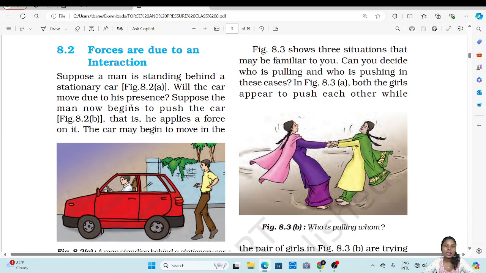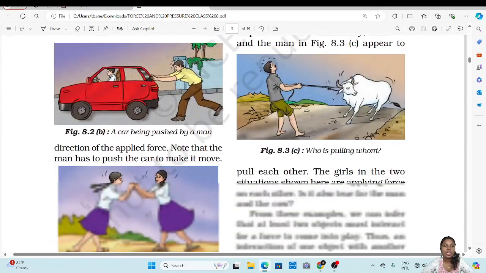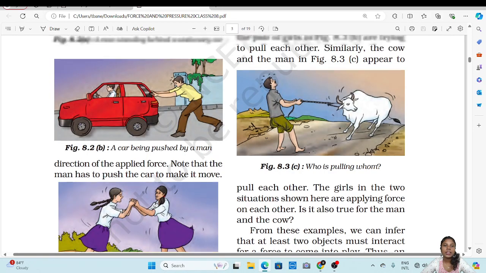Suppose a man is standing behind a stationary car. Will the car move due to his presence? Suppose the man now begins to push the car. That is, he applies a force on it. The car may begin to move in the direction of the applied force.